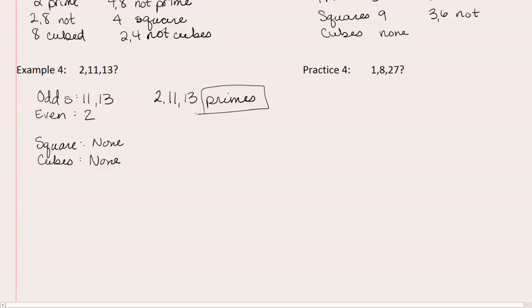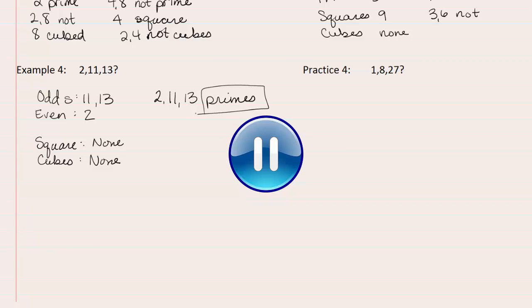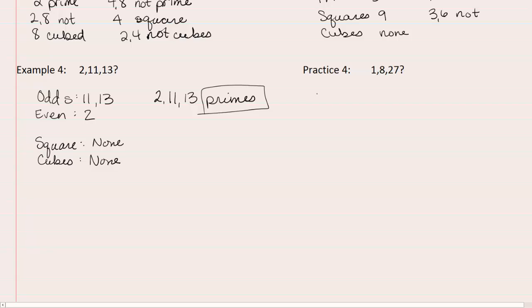So this is a group of primes. Please pause the video and try practice number 4 on your own. Okay, so odds. 1 and 27 are odd, but 8 is even. So they're not odds or even. Primes. 1 is not a prime number, 8 is not a prime number, and 27 is not a prime number. So we have none.